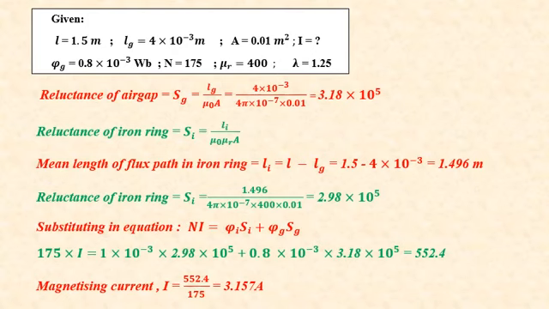So when we are given the leakage factor, there is only one thing we have to keep in mind, that is flux in core will never be equal to flux in air gap. All the other steps remain the same.